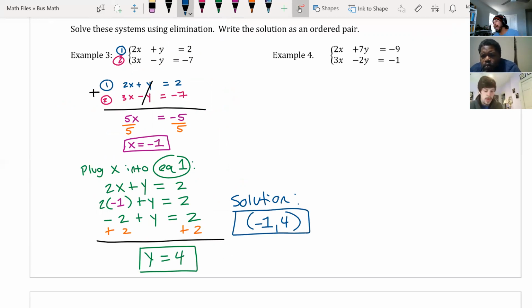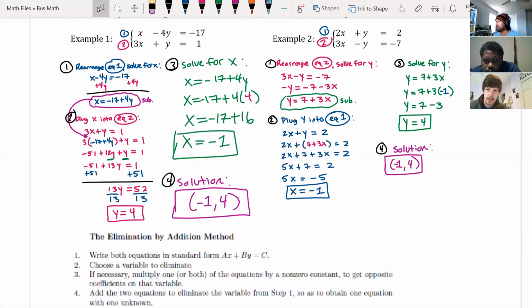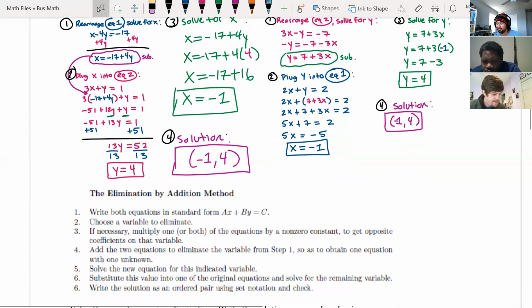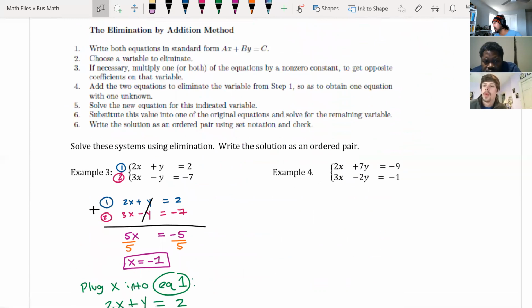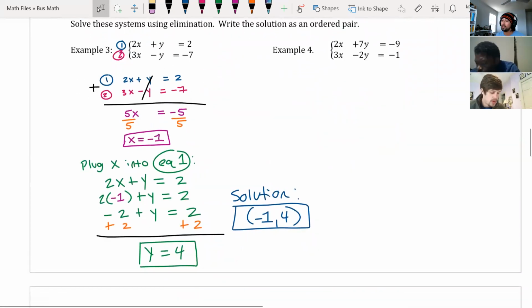Now I ask you, how much faster was that than using substitution? That was a lot faster than all that mess up there, right? So elimination method is the preferred method, but you can always do substitution. No matter if you use substitution or elimination, you're always going to get the same answer. Okay, any questions on example 3? That was an easy one. It was nicely set up for us. So example 4 is not so nice.